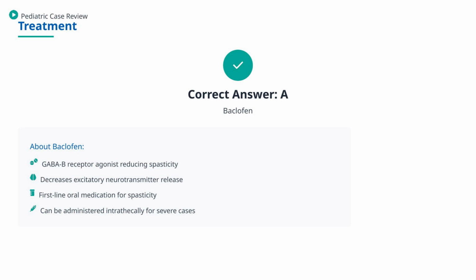Baclofen. This medication acts as a GABA-B receptor agonist that reduces muscle tone by decreasing excitatory neurotransmitter release at the spinal level. Baclofen is typically the first-line oral medication for managing generalized spasticity in cerebral palsy. For severe cases unresponsive to oral therapy, intrathecal baclofen delivered via pump may be considered. The other medications listed are not indicated for spasticity management.